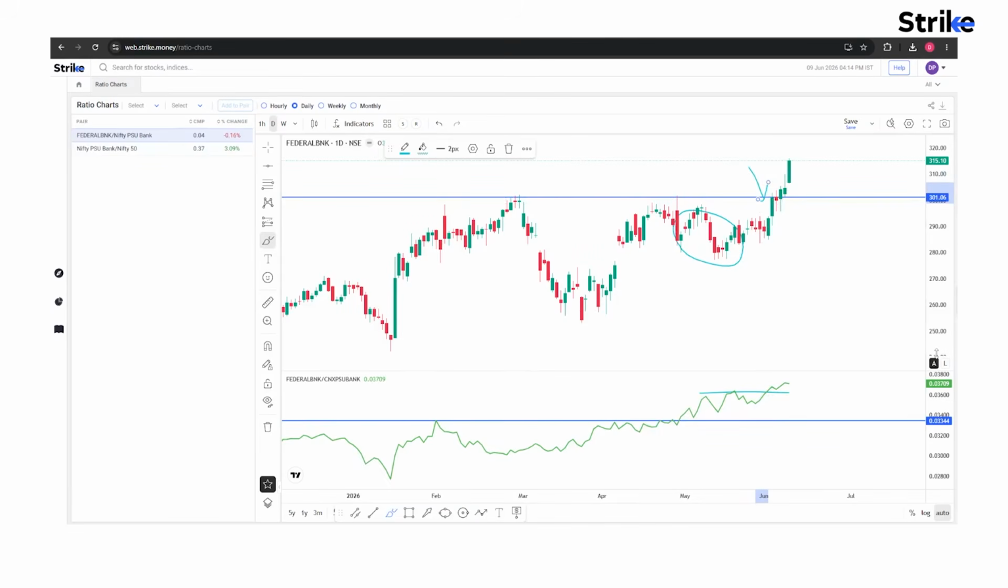So with just basic price action and the ratio chart, you can figure out these kinds of high quality, higher relative strength setups, which can also help us outperform the market.